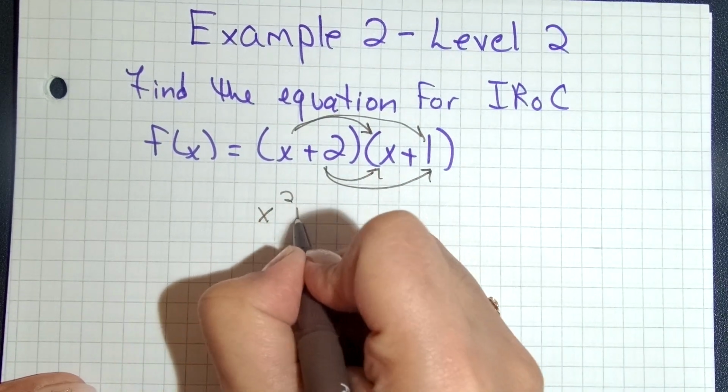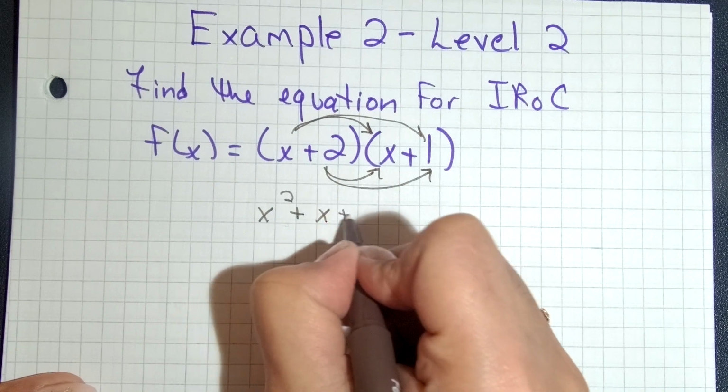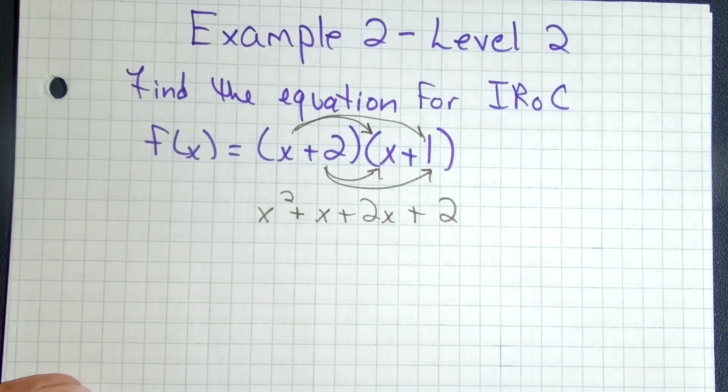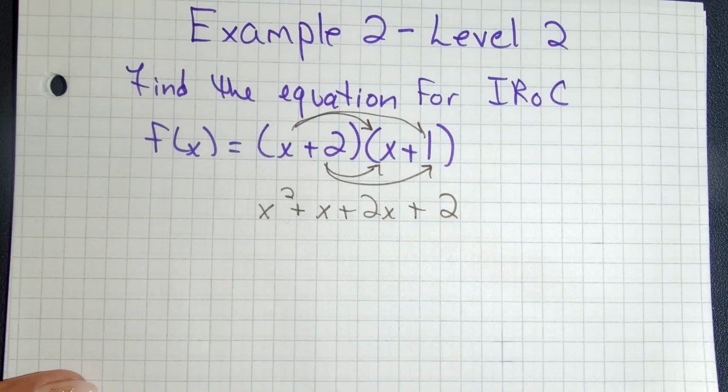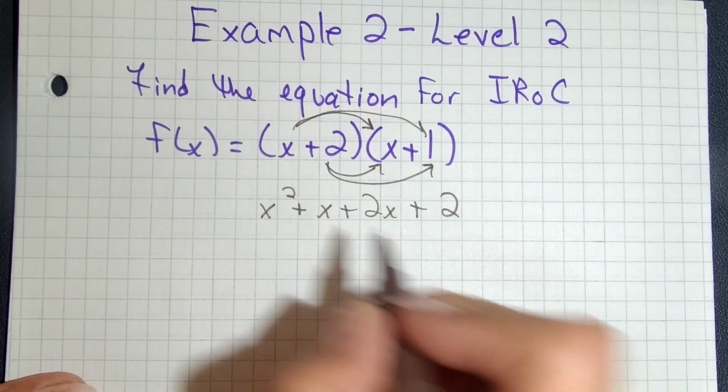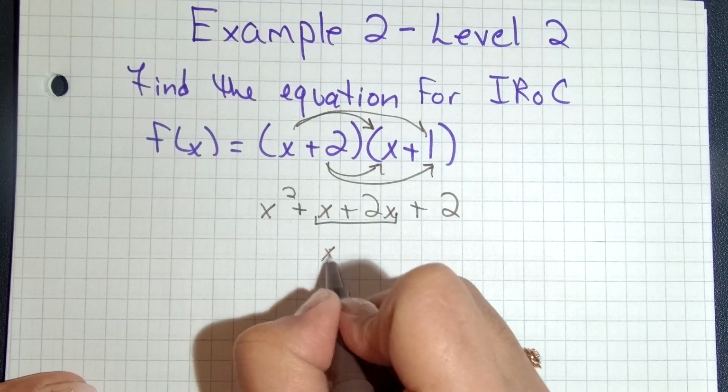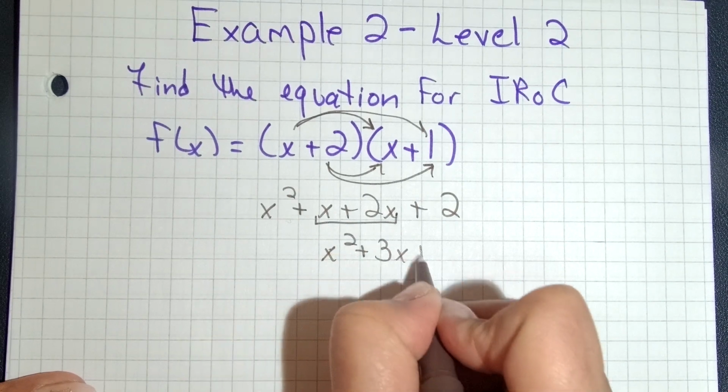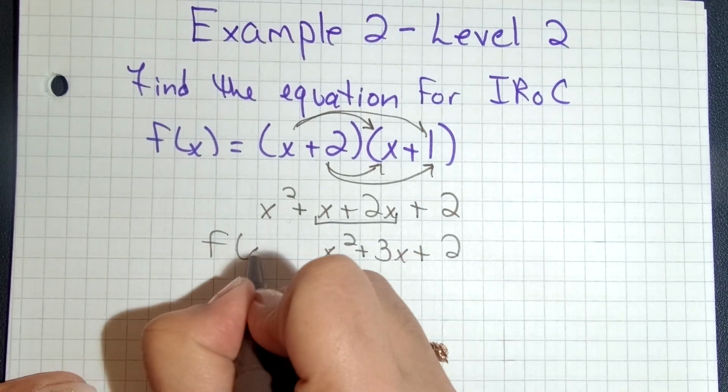So we have x squared plus x plus 2x plus 2. So we need to FOIL before we do anything. Then combine like terms, and we have x squared plus 3x plus 2. So this is our f of x.